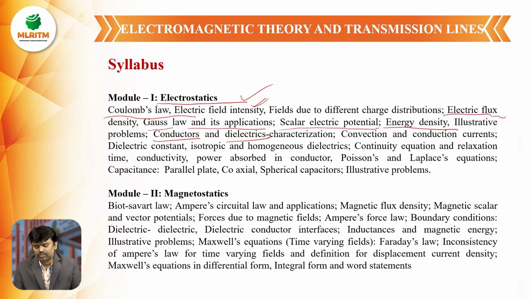Next, what are the different types of currents? Current is nothing but flow of electrons, but generally we have the convection current and conduction current. So what is the conduction current and what is the convection current? What is the difference between those two currents? What are the different types of dielectric constants? In the first module, we will learn the different types of dielectrics, isotropic dielectrics and homogeneous dielectrics.